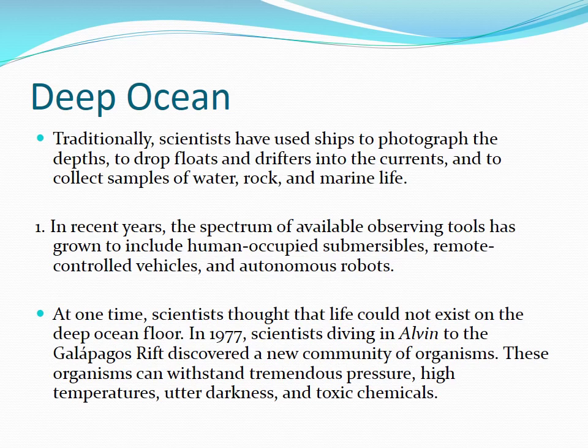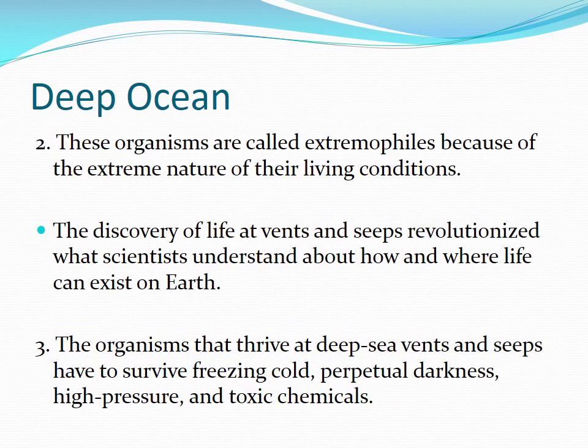So these organisms can withstand tremendous pressure. Deep down at the bottom of the ocean, there's so much water, so there's high pressure. They can withstand varied temperatures, both high and low temperatures, complete darkness, and toxic chemicals. So these organisms that were found at the bottom of the ocean are called extremophiles. And they're called extremophiles because they live in extreme living conditions.